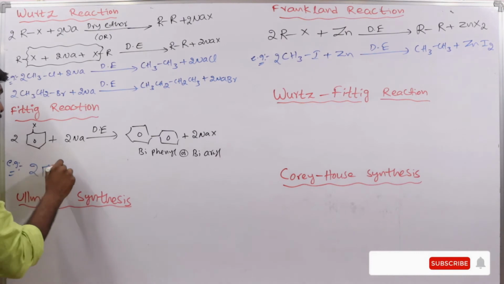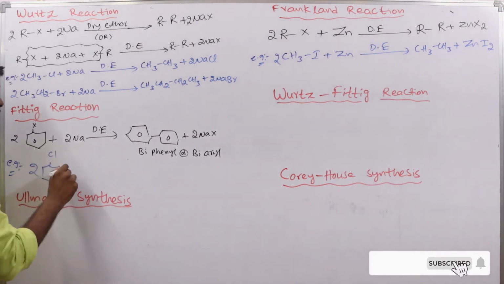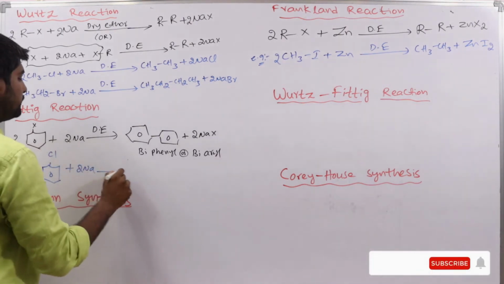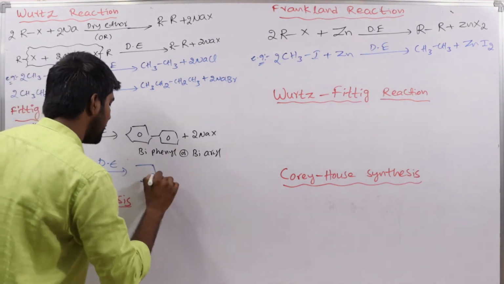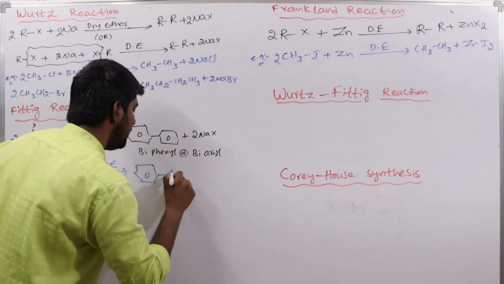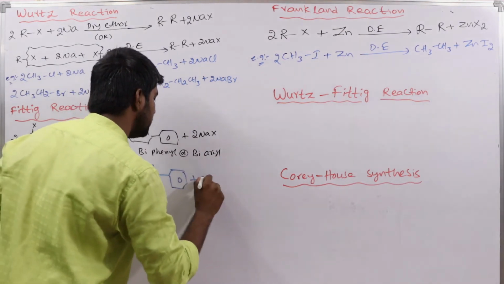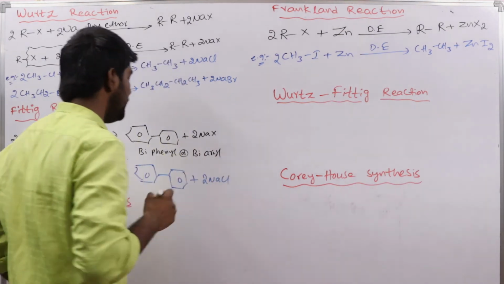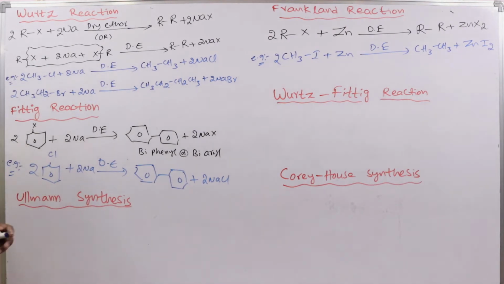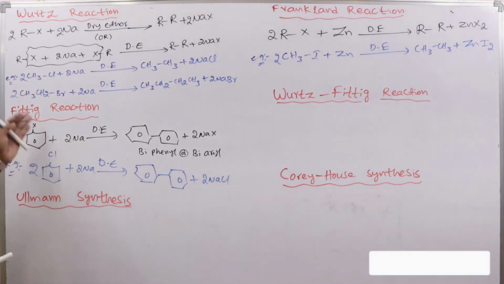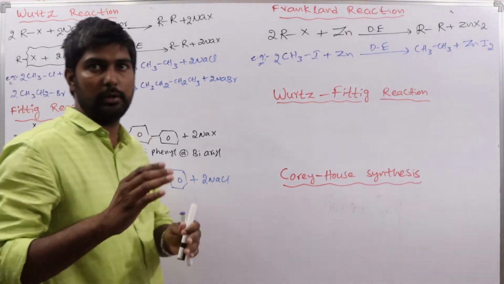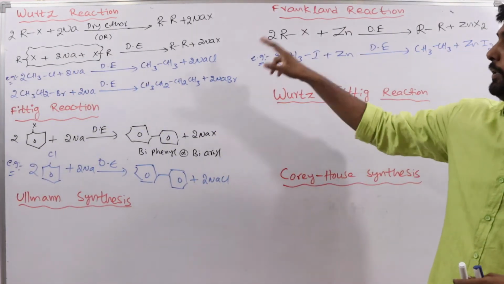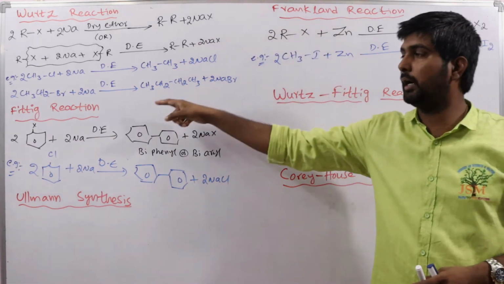2 moles of chlorobenzene plus 2 moles of sodium, in dry ether, so here we get biphenyl plus 2 moles of sodium chloride. Okay, 2 moles of sodium chloride. Clear? So in this way we can remember this reaction easily. If you remember the Wurtz reaction, the remaining reactions we can compare with the Wurtz reaction, this one and this one.